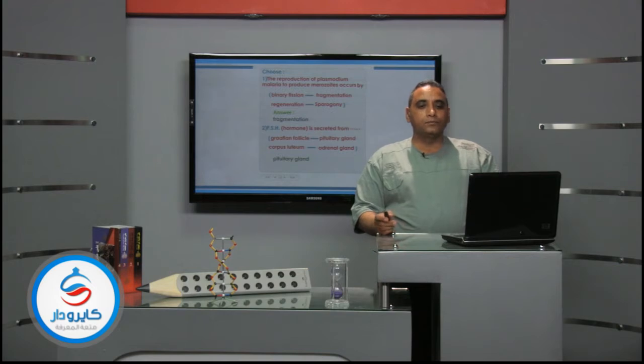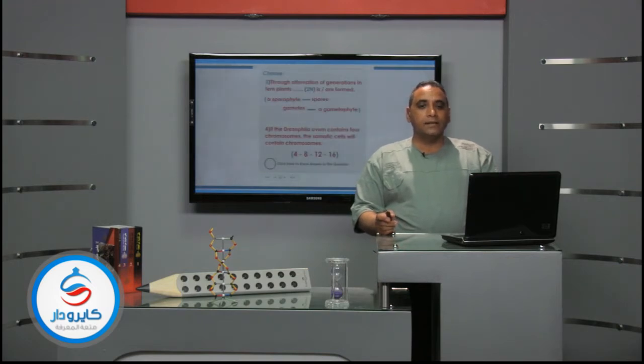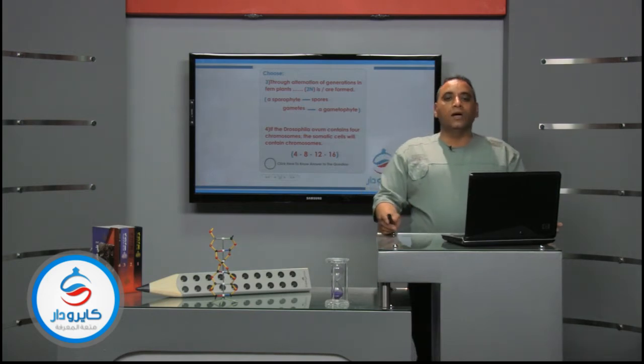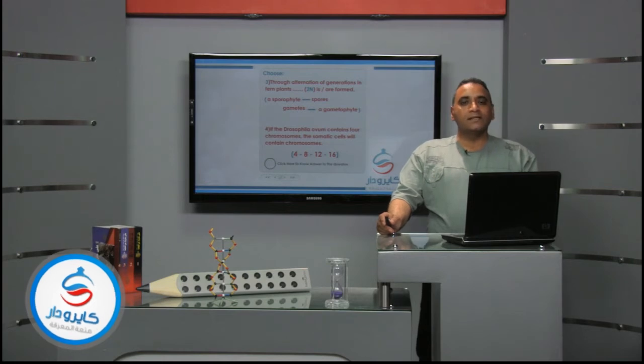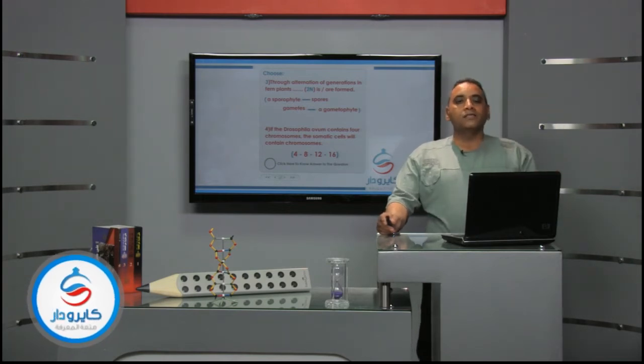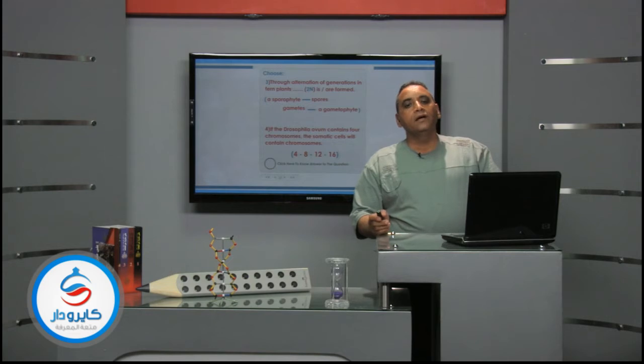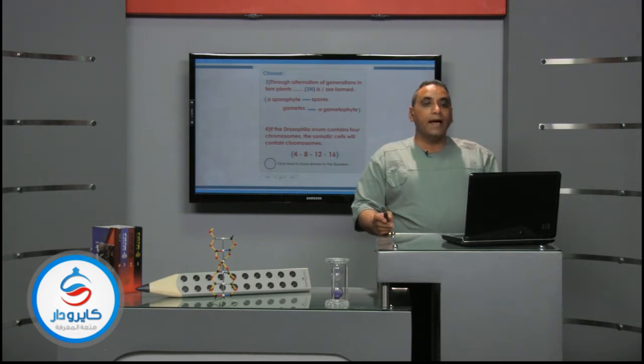The next question. Choose the correct answer. Through the alternation of generations in fern plants, the 2N is or are formed: sporophyte, spores, gametes, gametophyte. We understand that the spores are produced as a result of meiosis inside the sporangium in the sporophyte. Gametes are 1N, gametophyte 1N. So the answer is the sporophyte, which is formed as a result of mitosis division of the zygote 2N, which is formed by the fusion between male and female gametes.